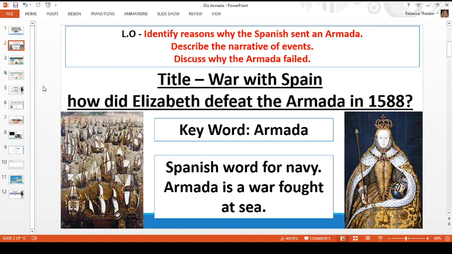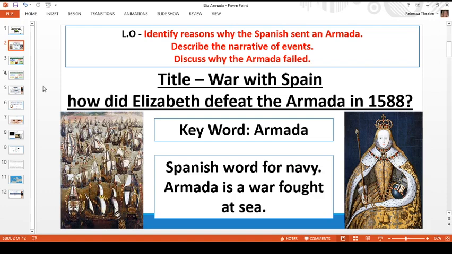Today we are doing one of my all-time favourite subjects, so I'm a little bit sad that we can't do this in school because normally this is a super fun lesson, but obviously we can't do that. But today we are thinking about war with Spain. For the past couple of lessons, we have been looking at some of the problems that Elizabeth I faced throughout her reign. And today we are looking at the end result of some of those problems.